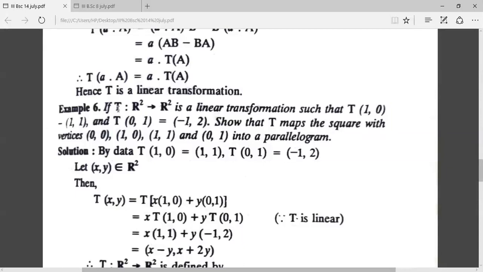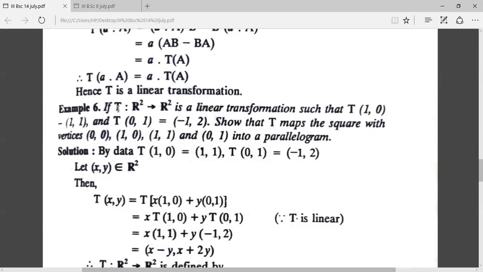The meaning of this is, we have a linear transformation from R2 to R2 defined by T of (1, 0) is (1, 1), and T of (0, 1) is (-1, 2). This is how the linear transformation is defined. You have to find the general linear transformation. That is, you have to find T of (x, y) form.